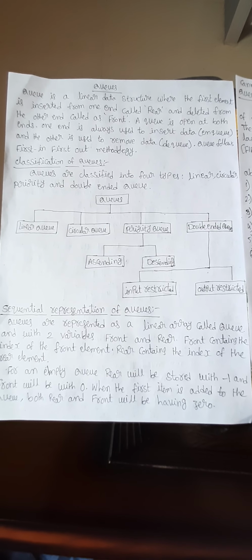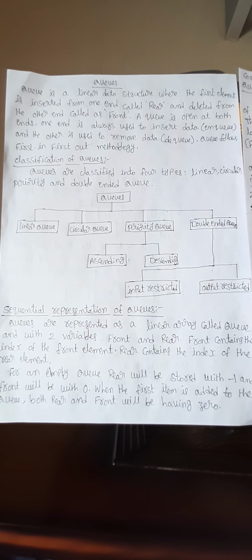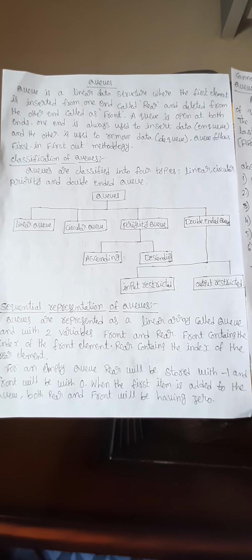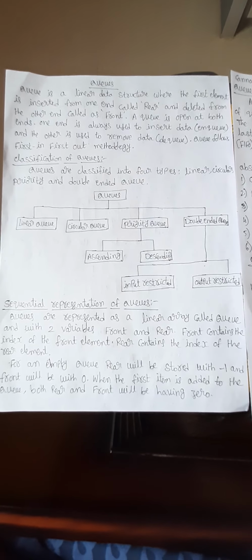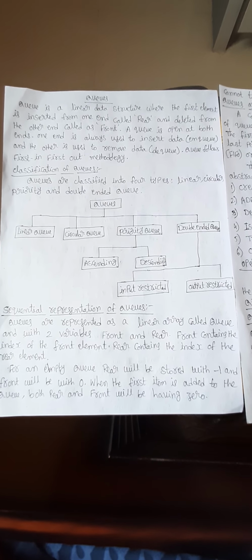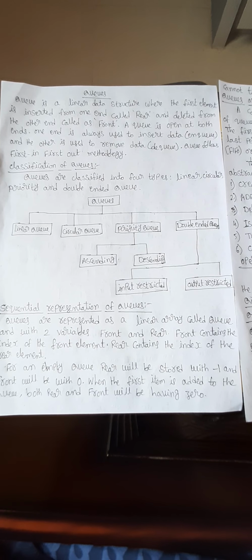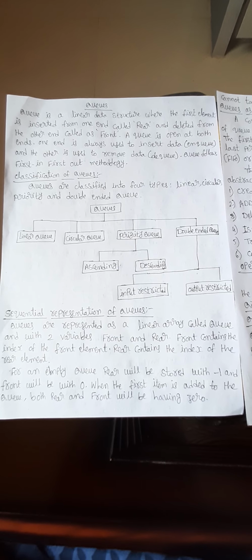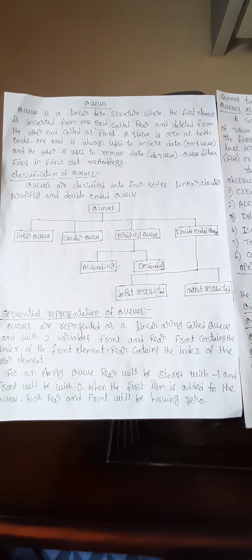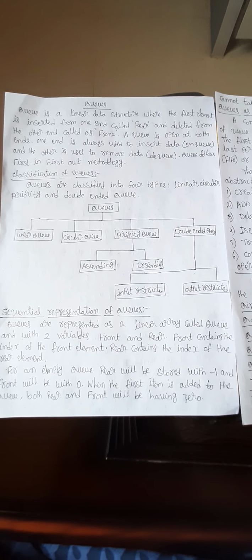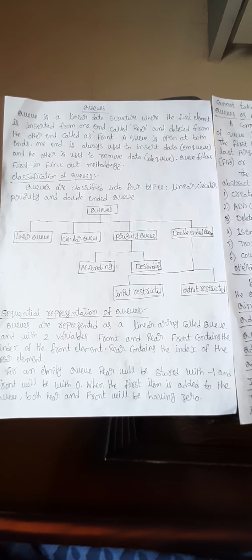Now we will discuss the linear queue, or else it is called the sequential representation of queues. The queue will be represented in a linear array called queue, and it contains two variables, the front variable as well as the rear. The front contains the index of the front element, and the rear contains the index of the rear element. In an empty queue, rear will be stored as -1, and the front value will be 0.